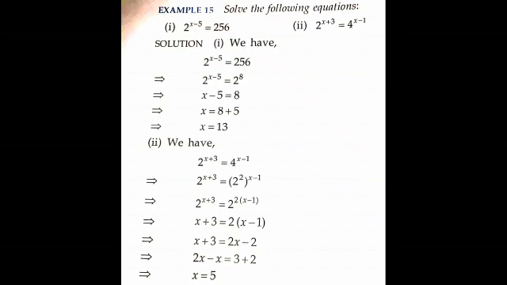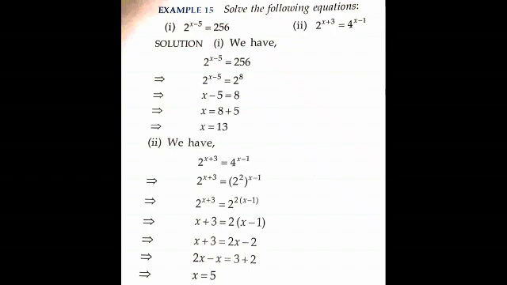Now on equating the exponents. Why? Because the base is the same. So we have x plus 3 equal to 2 into x minus 1. That is x plus 3 is equal to 2x minus 2, which gives us 2x minus x equal to 5. So x is equal to 5 here.